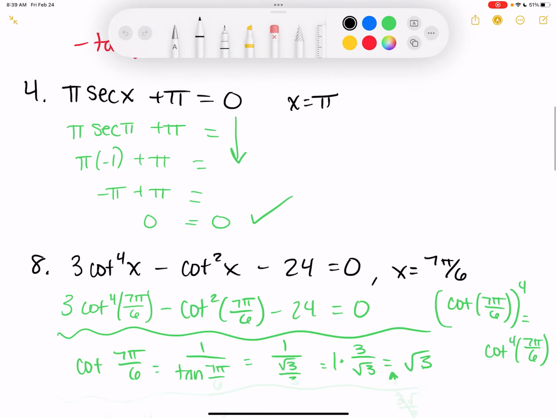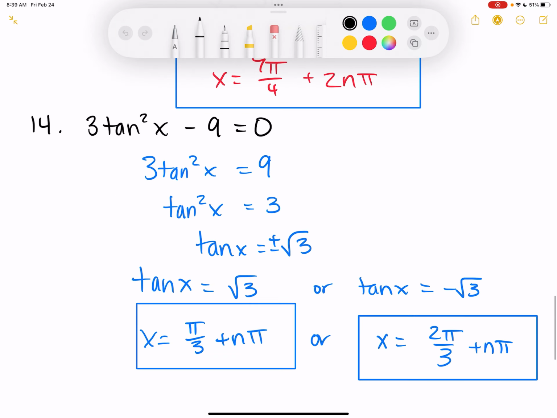All right, so we left off after 14. Oh, we did 14. Cool.